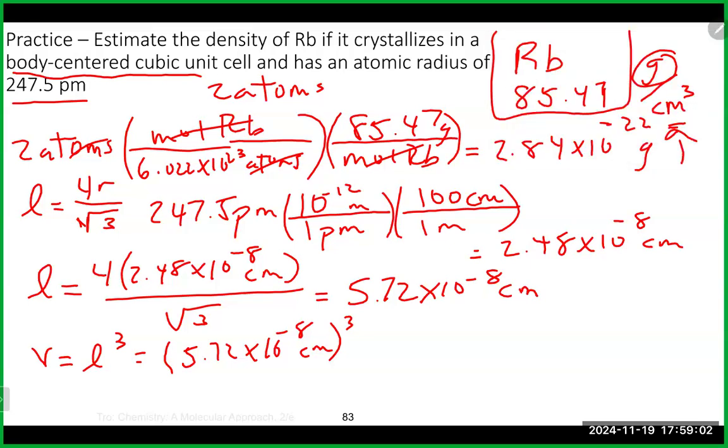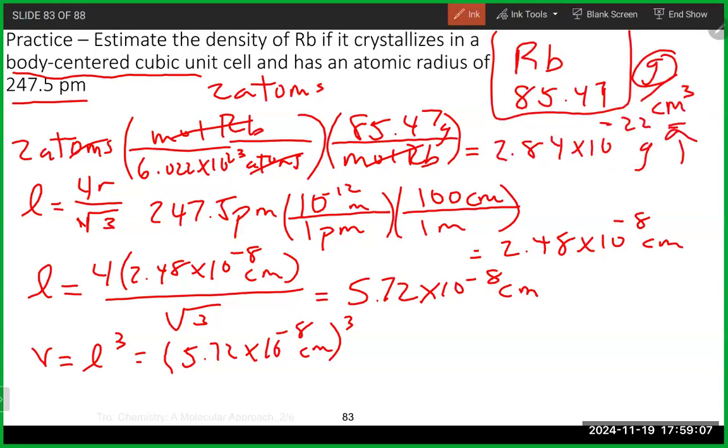So putting that in, we'll cube it there. We get 1.87 times 10 to the minus 22, and these are cubic centimeters. That is the bottom part of what we need. So now we're ready to calculate our density.